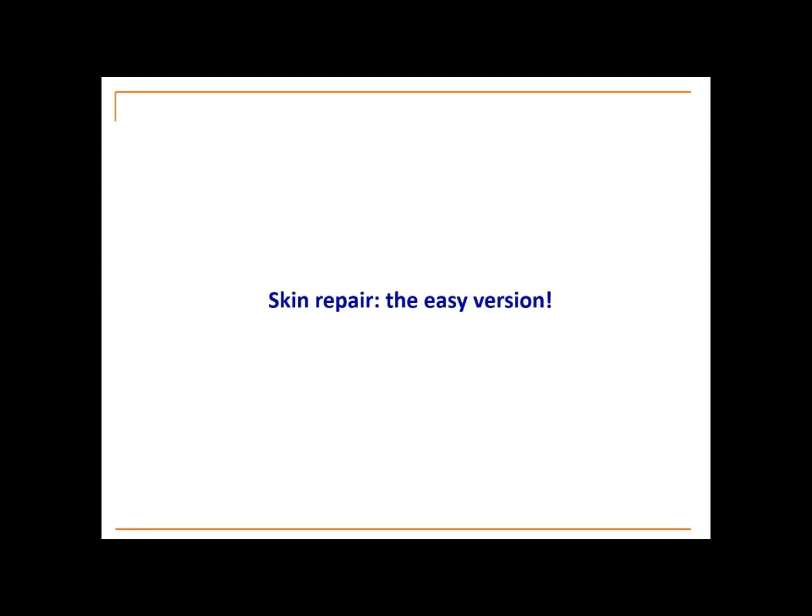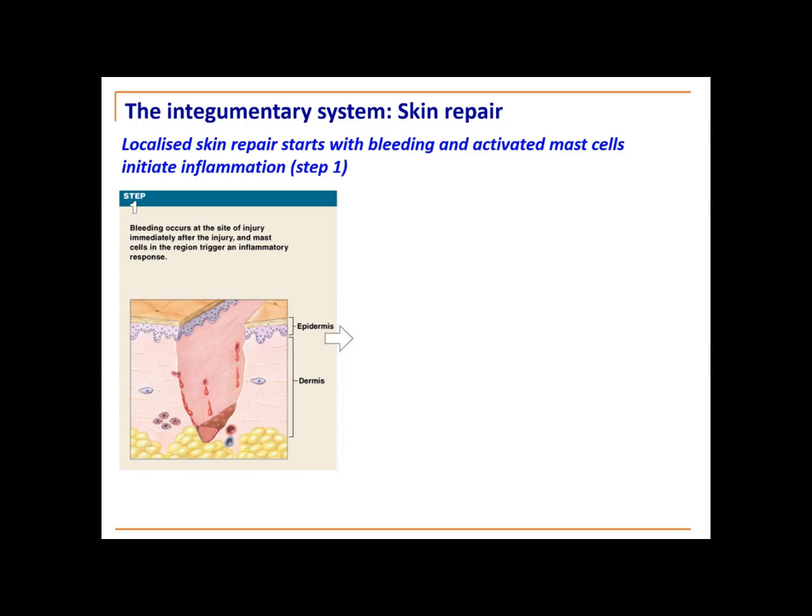So the last little bit we're going to go through is looking at skin repair. And this is a very, very easy version taken from a textbook, and you'll need other versions to get a little bit more depth into it. So if you damage your skin, you get localized skin repair. It starts with bleeding and activated mast cells, and you start to get initiation of the inflammatory response. You start to get germinative cells migrate around the wound. Macrophages clean up the area, and fibroblasts and endothelial cells and other cells move in, and they start to produce this granulation tissue.